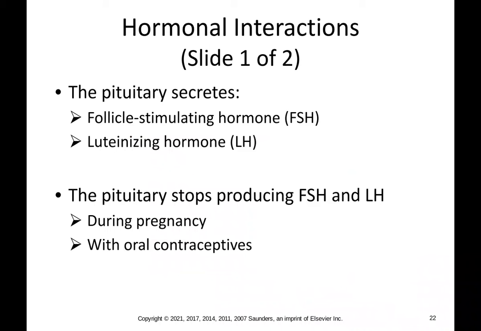Hormonal interactions. So the pituitary secretes follicle-stimulating hormone, FSH, and luteinizing hormone, LH. The pituitary stops producing those hormones during pregnancy and then when oral contraceptives are being taken. So that suppresses the production of FSH and LH because they are no longer needed.